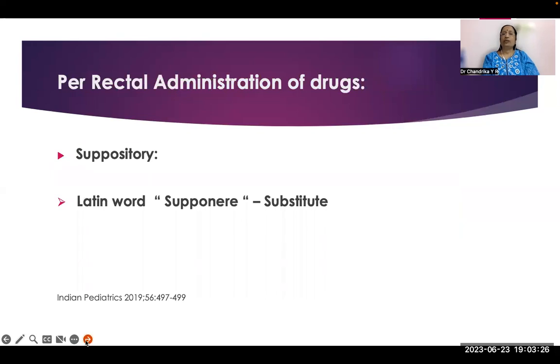The drug that we administer through the rectal route is called a suppository. The word suppository came from the Latin word supponere, that means substitute. So it's a substitute for other routes of administration.